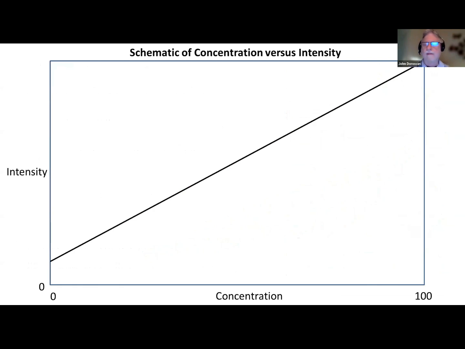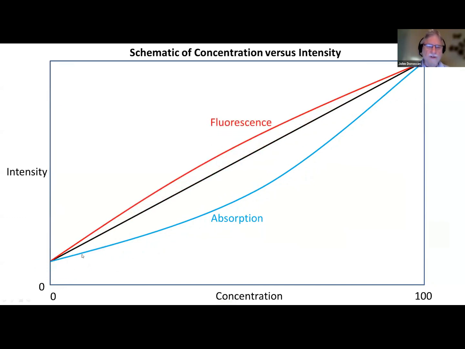Sergey used the same plot, and I'm going to use it again because it's a great plot. Here we have intensity on this axis, concentration here. We have a non-zero intensity for a zero concentration. There's our absorption curve. There's our fluorescence curve. And this is the important thing.